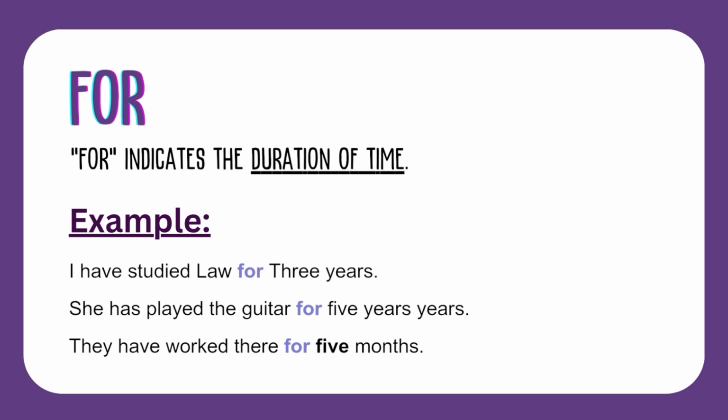For indicates the duration of time. For example, I have studied law for 3 years. She has played the guitar for 5 years. They have worked there for 5 months.